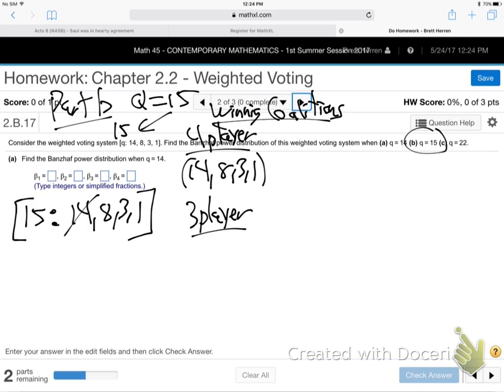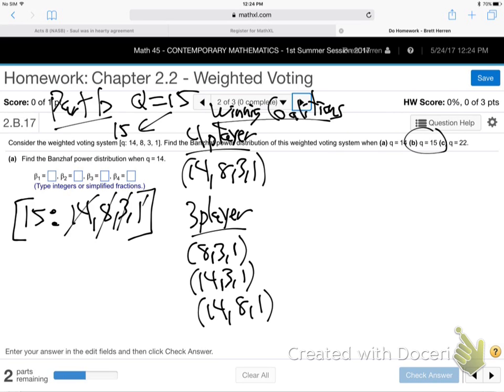So if I leave out the 14, I've got 8, 3, 1. Or if I leave out the second guy, the 8, I've got 14, 3, 1. Or if I leave out the third guy, the 3, I've got 14, 8, 1. Or if I leave out the fourth guy, the 1, I've got 14, 8, 3. So first off, I'm not sure those are all winners, but those are the 4 different 3-player teams. Good so far?